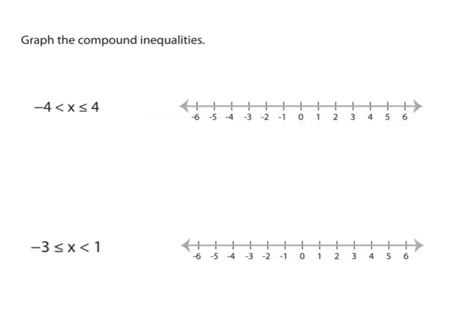So in this example, if I wanted to graph, I first put a point at -4. Since it's just less than, it would be an open circle. Then I put another point at +4. Since it's less than or equal to, I put a closed circle. And then I draw my line or shade in between, since x is in the middle. For the next one, it's -3 is less than or equal to x, so I put a closed circle at -3. And then it's x is less than 1, so I put an open circle at 1, and you shade that area in between. Again, the x is in the middle, so you shade between.